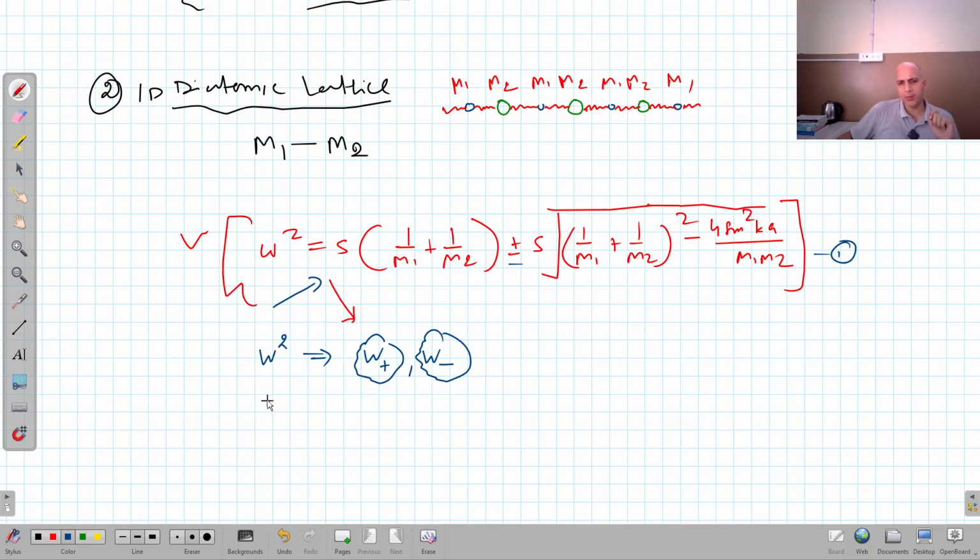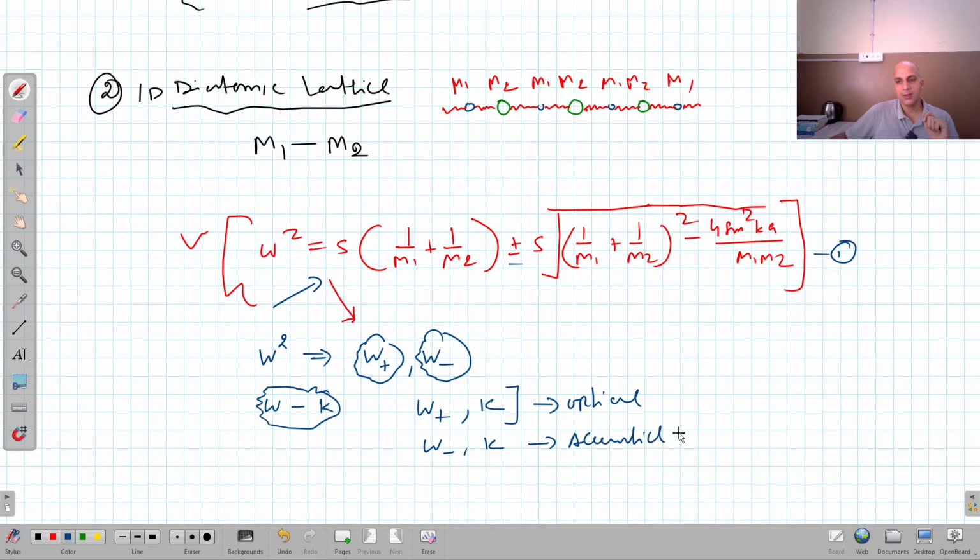If I plot a graph between ω and k, then I get two graphs, one with ω positive and k, and the other ω negative and k. This graph is known as the optical branch, and this is known as the acoustical branch. Because ω negative means we are dealing with the lower frequency, ω positive means we are dealing with the higher frequencies. So higher frequency is optical, lower frequency is the acoustical branch, right?